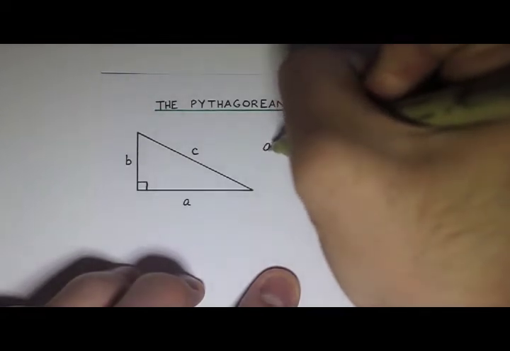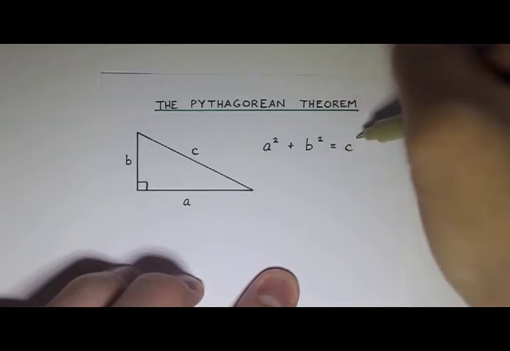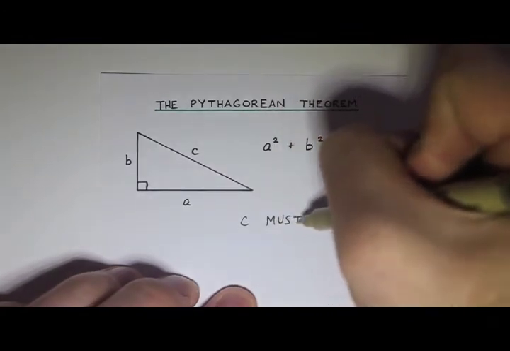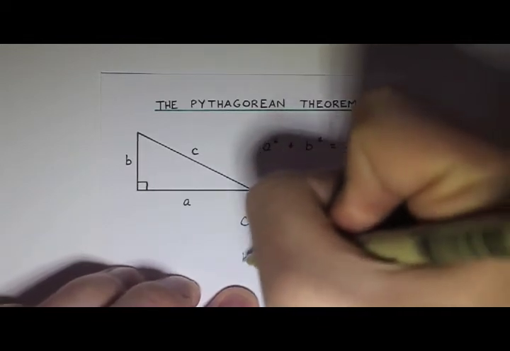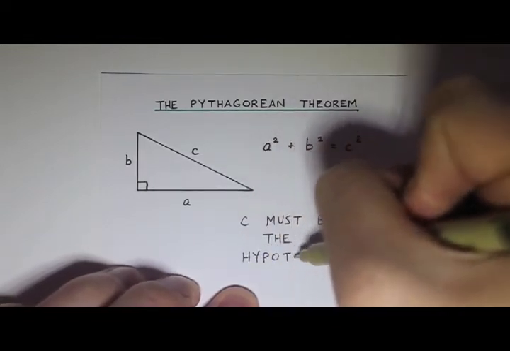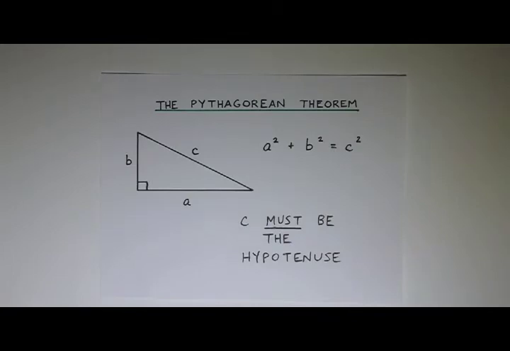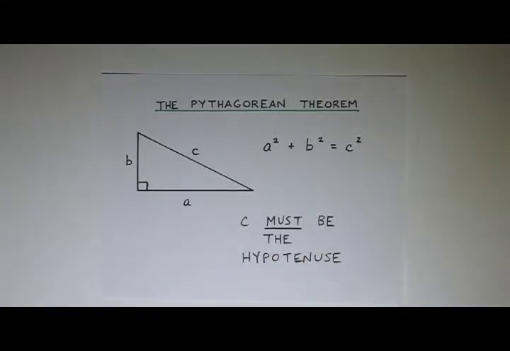Then the Pythagorean theorem says that A squared plus B squared equals C squared. And you have to remember that C must be the hypotenuse, because if it's not the hypotenuse, then it won't work. I'm not going to go into the proof of this. I want to just review the Pythagorean theorem. But be sure that when you're setting it up, you put the A, B, and C in the right place. In other words, the hypotenuse has to be by itself on one side of the equation.